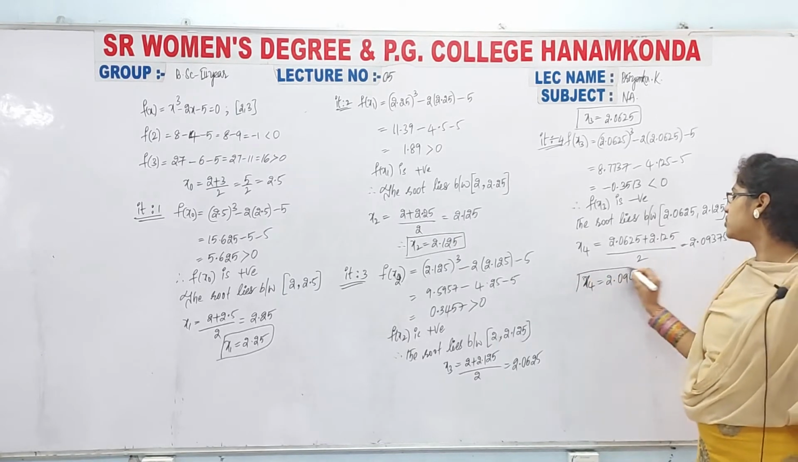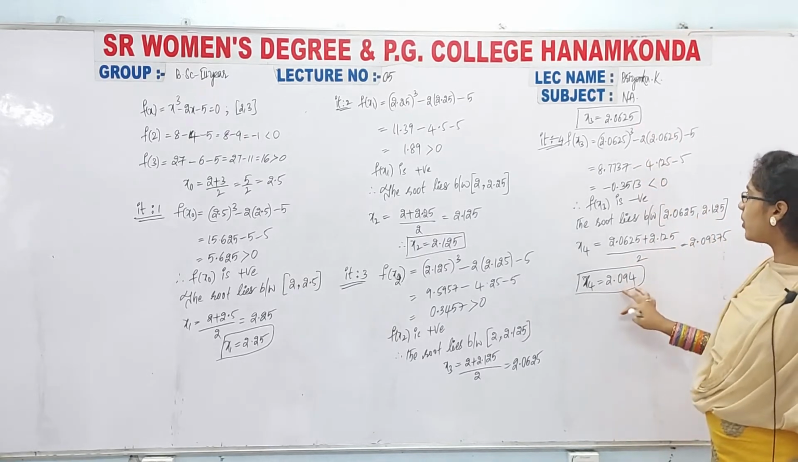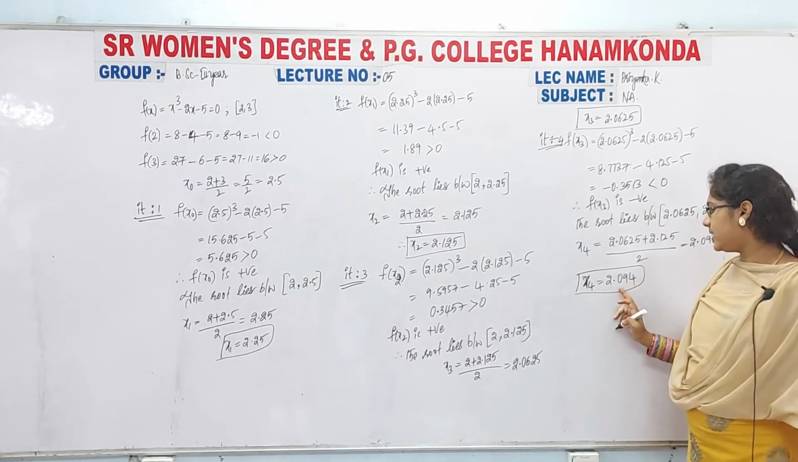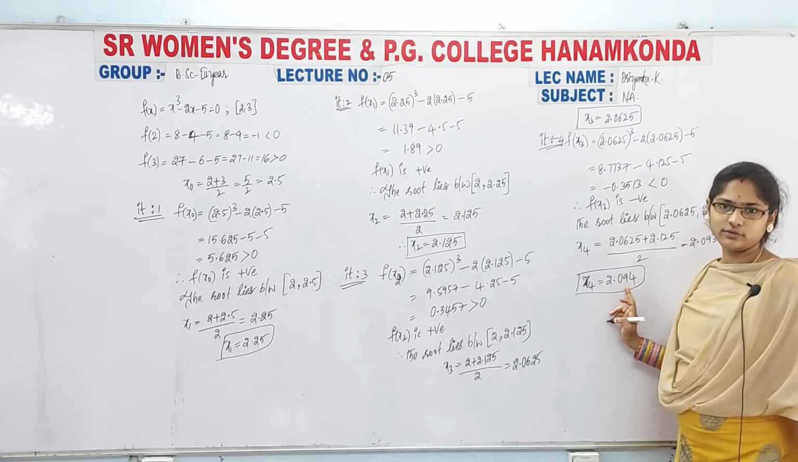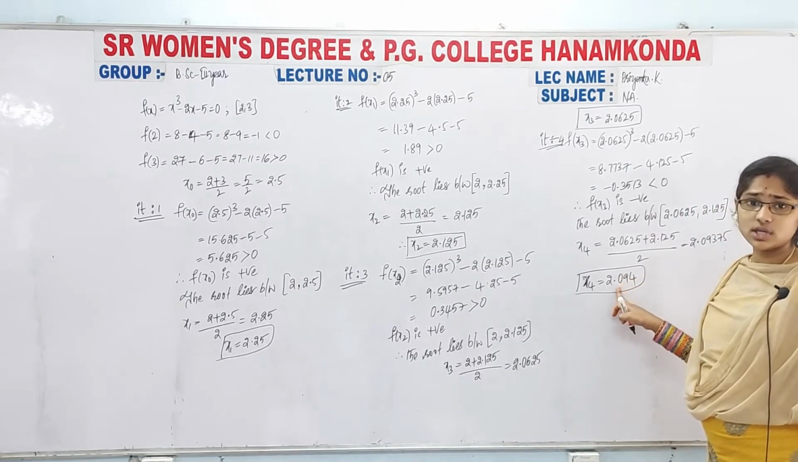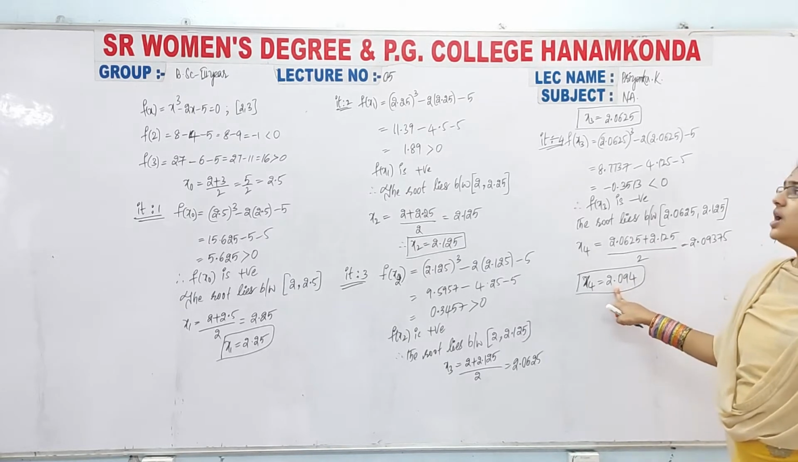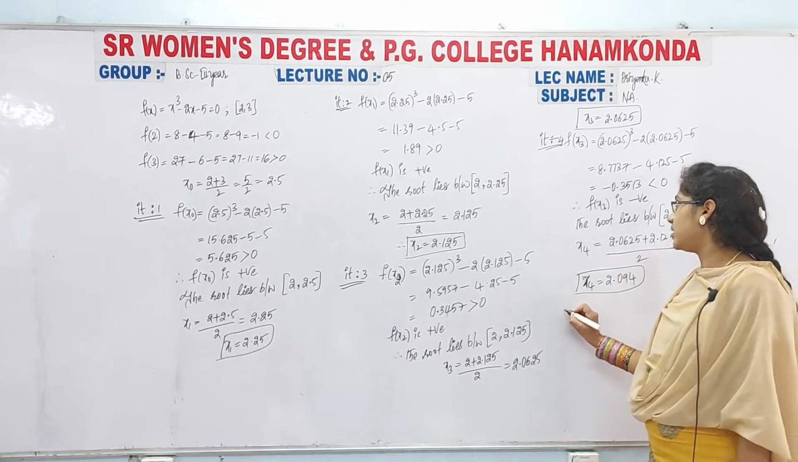And now if you observe this x3 and x4, so x3 is 2.0625 and here I have 2.094. Okay, it is somewhat near. So that's why I am going for, of course here only one digit is same but the second digit is not the same. That's why here we have to go for the next iteration.